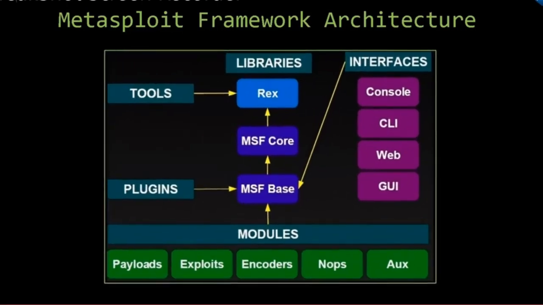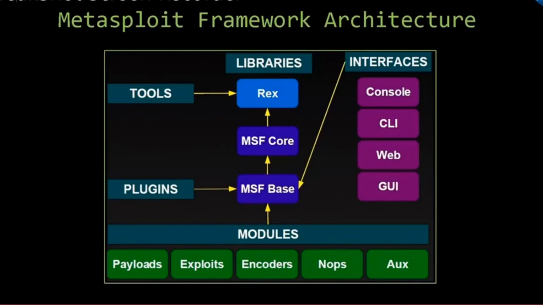So on the screen, you can see the framework architecture. You can access Metasploit using its interfaces, either through console using MSF console or command line interface, or the web version, or other GUI tools that we will discuss later. The underlying modules of Metasploit are mainly 5. They are payloads, exploits, encoders, NOPs, and AUX. So let's start here with basic definitions before going into the details.